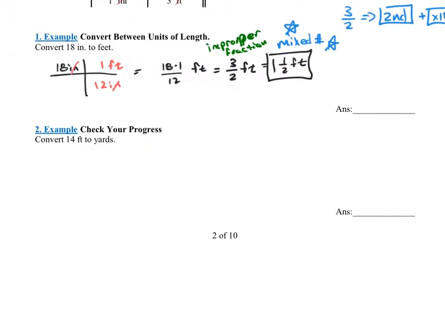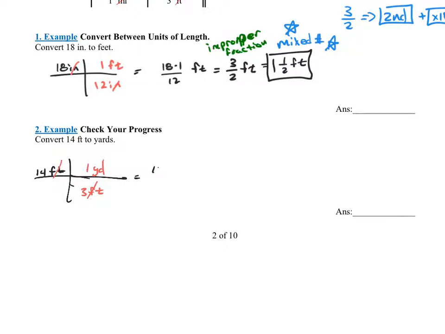All right, let's try the next one. Convert 14 feet to yards. Always start with what you're given. We always start with 14 feet then. We want to go to yards. The question is, do we know a conversion between feet and yards? And the answer is yes. We know that 3 feet are in 1 yard. Again, the reason that I put feet down on the bottom is because I need it on the bottom, so I can simplify the units.